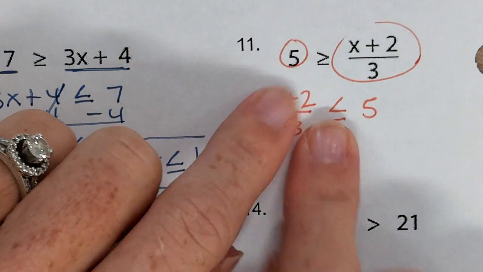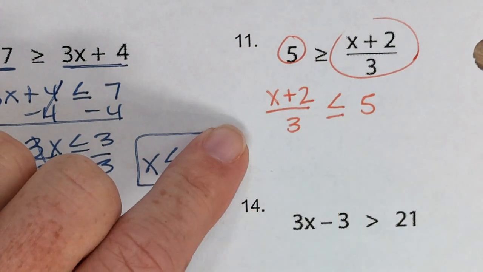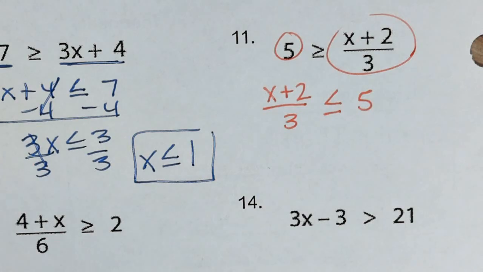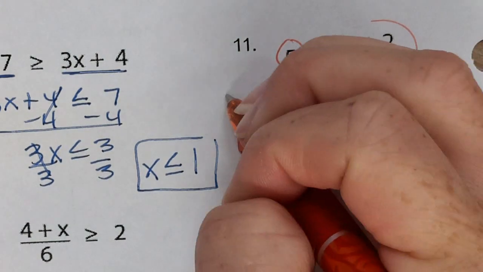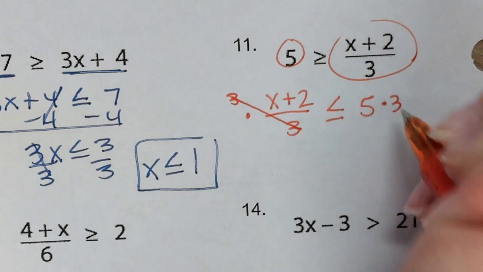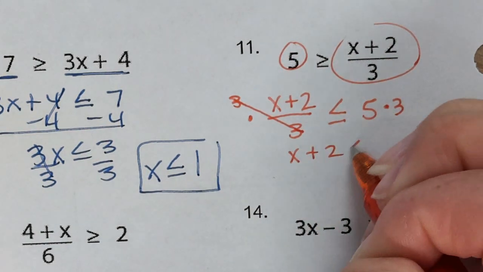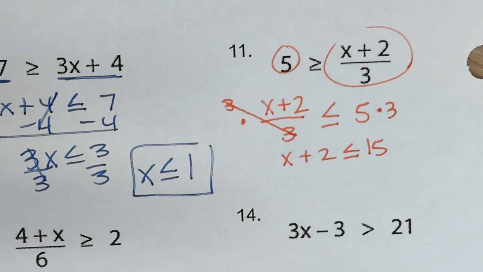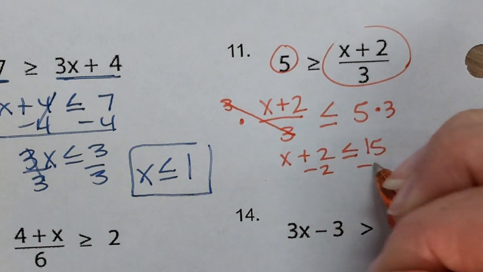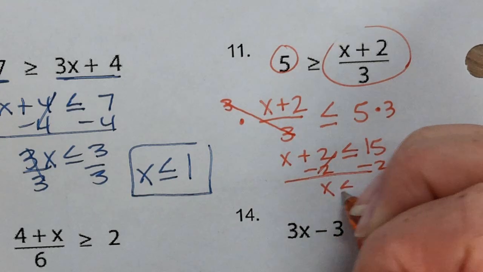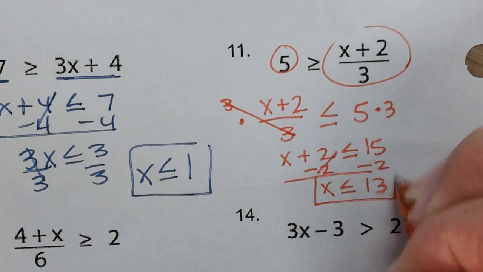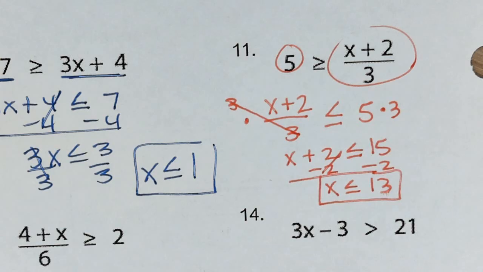But this one, the entire left side's being divided by 3, so can I go ahead and get rid of it by multiplying by 3? Yes. Cancels out. I'm left with x plus 2 is less than or equal to 15. How do I get rid of the plus 2? Minus 2. I have x is less than or equal to 13. The coefficient of x is positive 1, so I don't need to do anything. That's my answer.